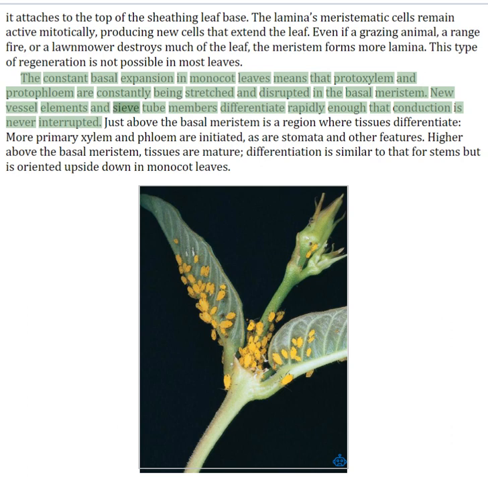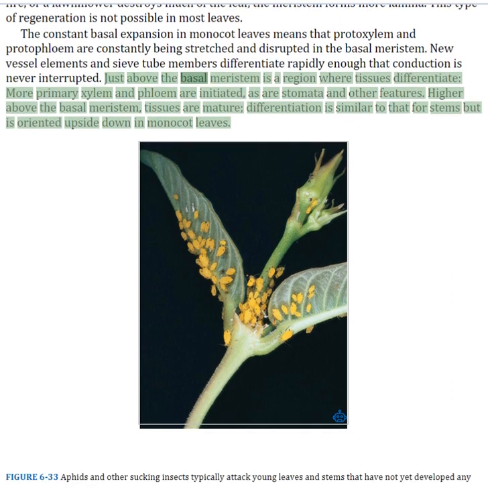New vessel elements and sieve tube members differentiate rapidly enough that conduction is never interrupted. Just above the basal meristem is a region where tissues differentiate. More primary xylem and phloem are initiated, as are stomata and other features. Higher above the basal meristem, tissues are mature. Differentiation is similar to that for stems but is oriented upside down in monocot leaves.